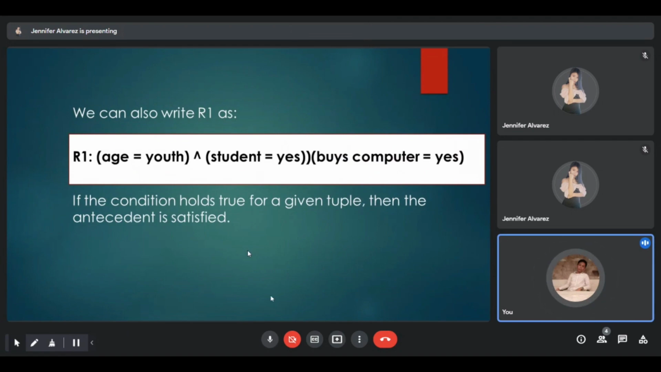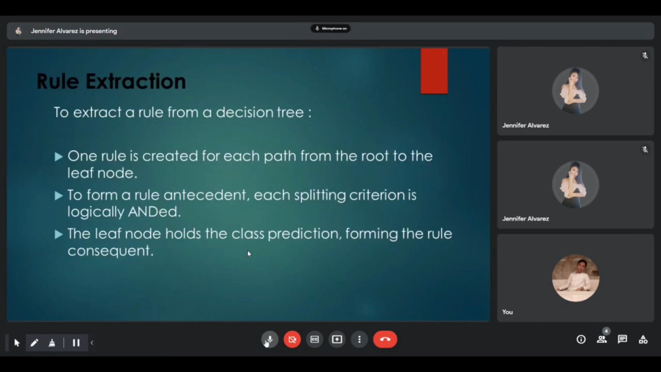We can also write R1 as (age equals youth) AND (student equals yes) THEN (buys_computer equals yes). If the condition holds true for a given tuple, then the antecedent is satisfied. Rule extraction. To extract a rule from a decision tree, one rule is created for each path from the root to the leaf node. To form a rule antecedent, each splitting criterion is logically ANDed. The leaf node holds the class prediction, forming the rule consequent.